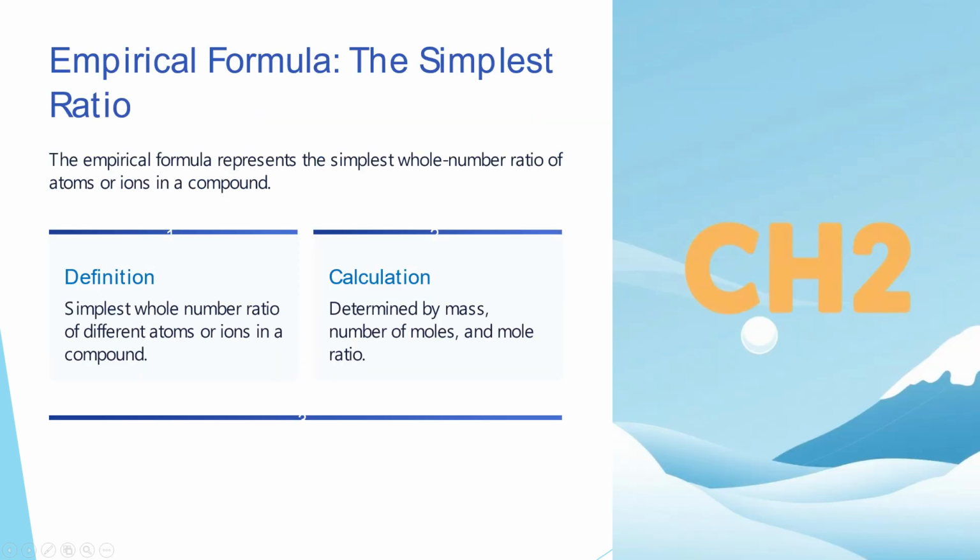More content related to stoichiometry is explained. The empirical formula is not the real formula. It is the simplest ratio of atoms in a compound. It does not show the actual number of atoms, only the ratio. It is calculated using the mole ratio.